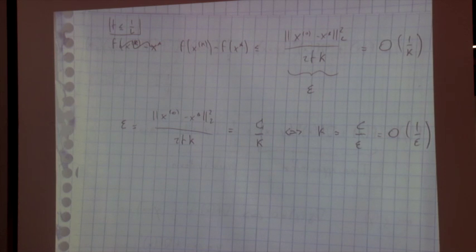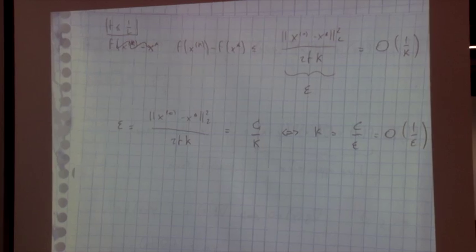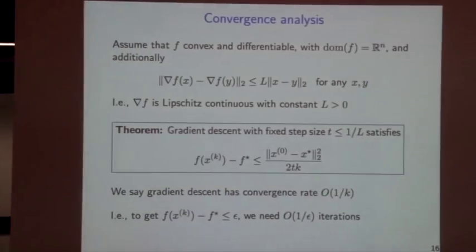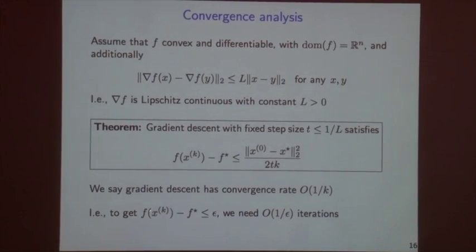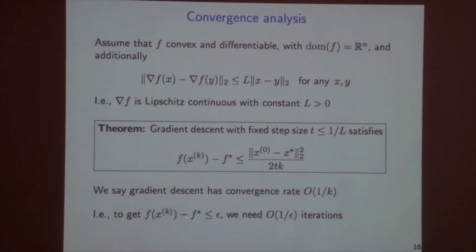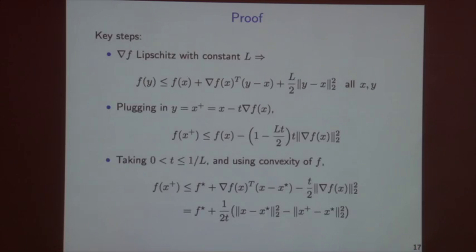Are there any questions about how to interpret the statement of the theorem? You can think about it in two equivalent ways. Either the rate of convergence is of the order 1 over k, or if I want accuracy epsilon, so f of x_k minus f of x star less than or equal to epsilon, I need to run the algorithm about 1 over epsilon iterations. Okay, so let's prove the theorem.